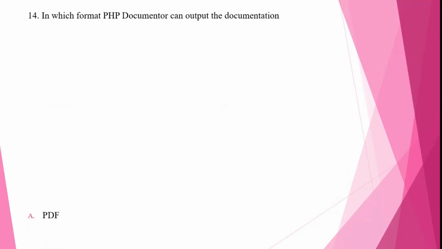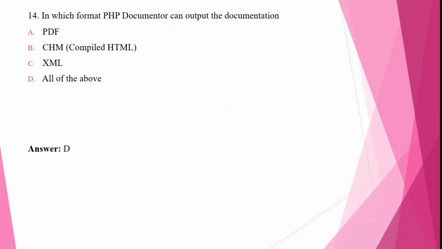Next one, in which format can PHP documenter output the documentation? So that is PDF file. Next one, CHM, that is compiled HTML. Next one, XML, and the last one, all of the above. So basically documenter is present in all of these formats, that is PDF file, XML file, and compiled HTML file.